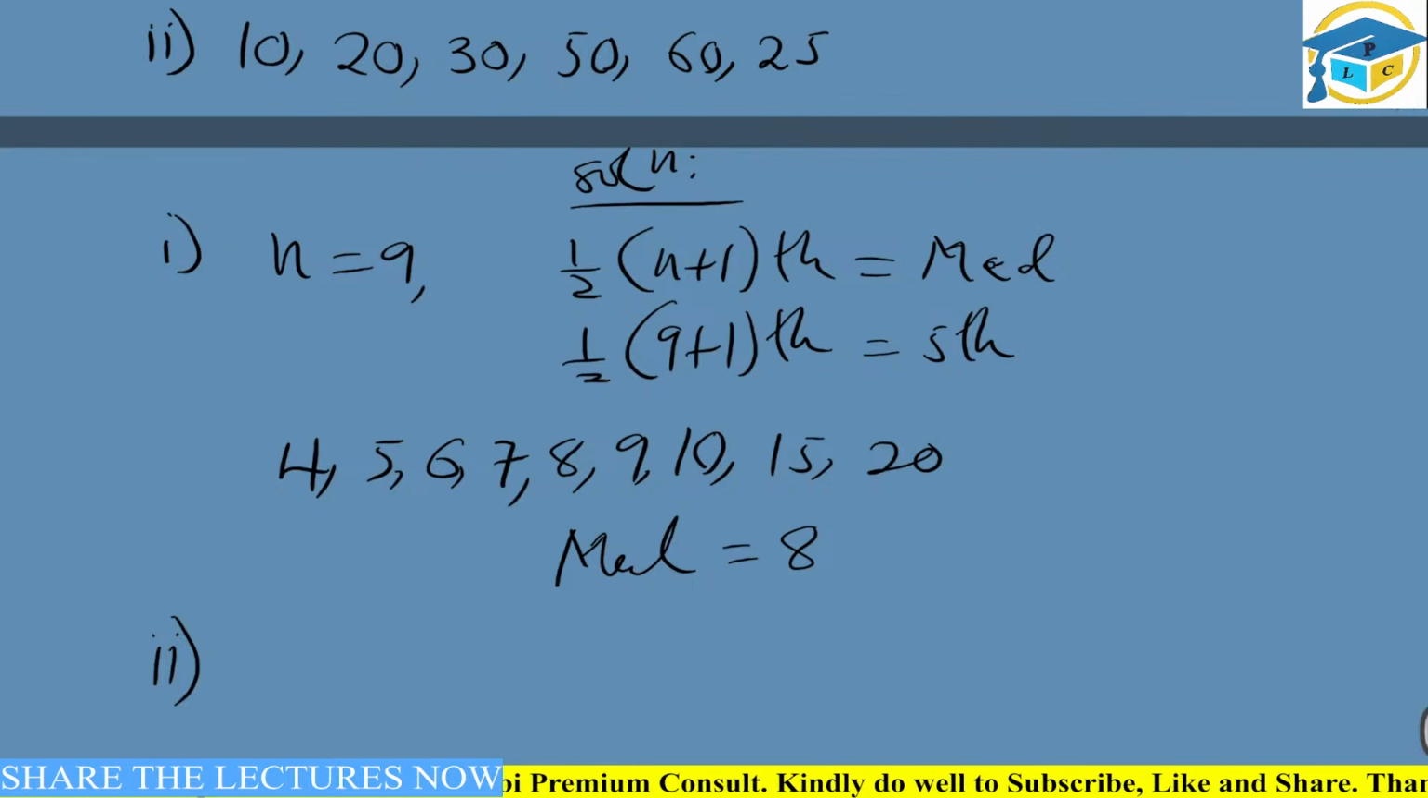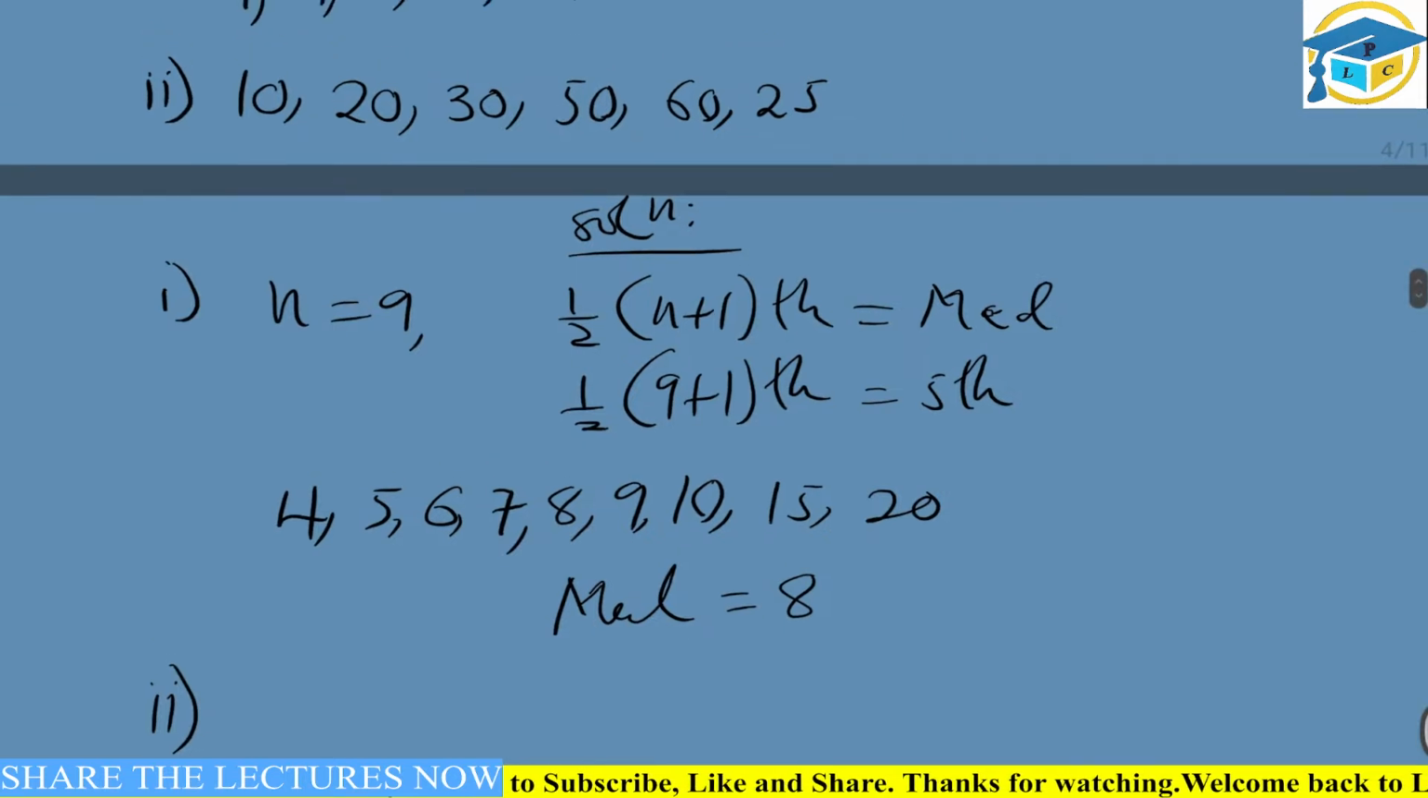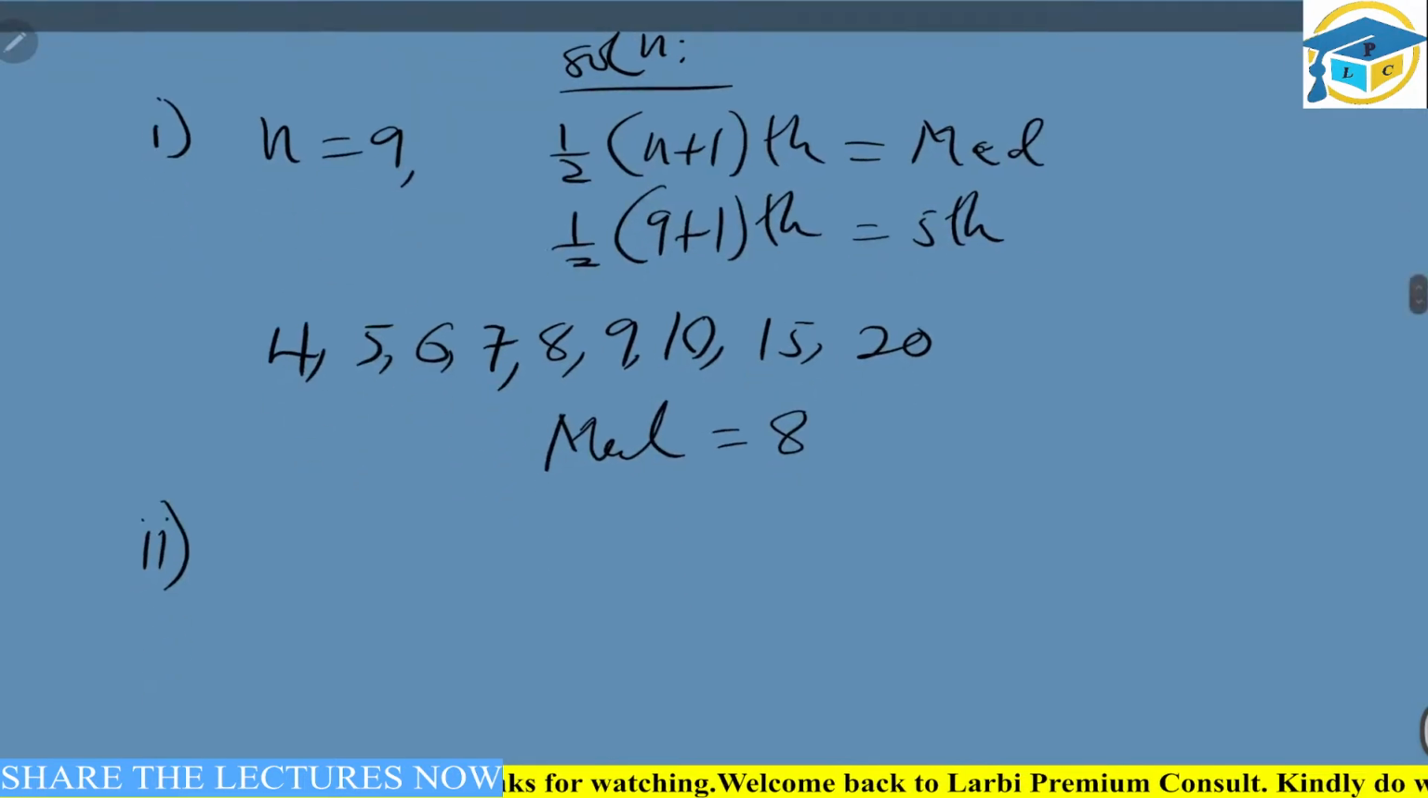So you're asked to find the median for the second part of the question. This is 10, 20, 30, 50, and then 60 and 25. So how do you also find that? In that too, you must know the number of data involved here. Okay, so you have what? 1, 2, 3, 4, 5, 6. So how many sets of data we have here? 6, right?